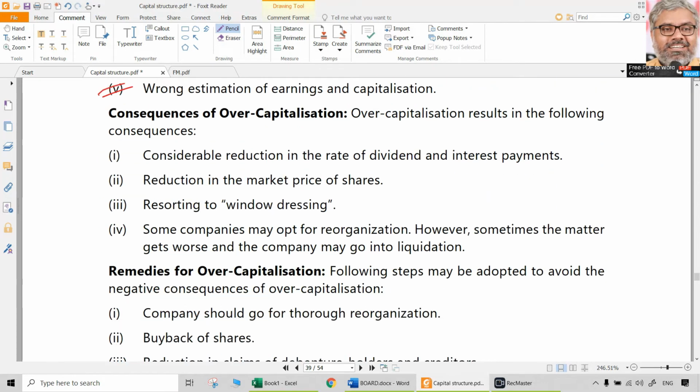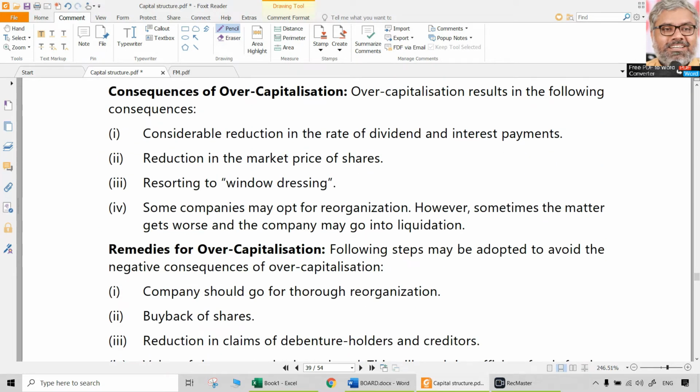And what are the consequences? Naturally, when overcapitalization is there, profits will not be sufficient to service the capital. So what happens? Considerable reduction in the rate of dividend and interest payments will happen. Obviously, because of that, reduction in the market price of shares will happen, and companies start to resort to window dressing. One of the examples of this was the Satyam Computers case, where they started to window dress their financial statements. Window dressing basically is showing wrong figures, almost cheating. It's a criminal offense. And some companies may have to go for reorganization.